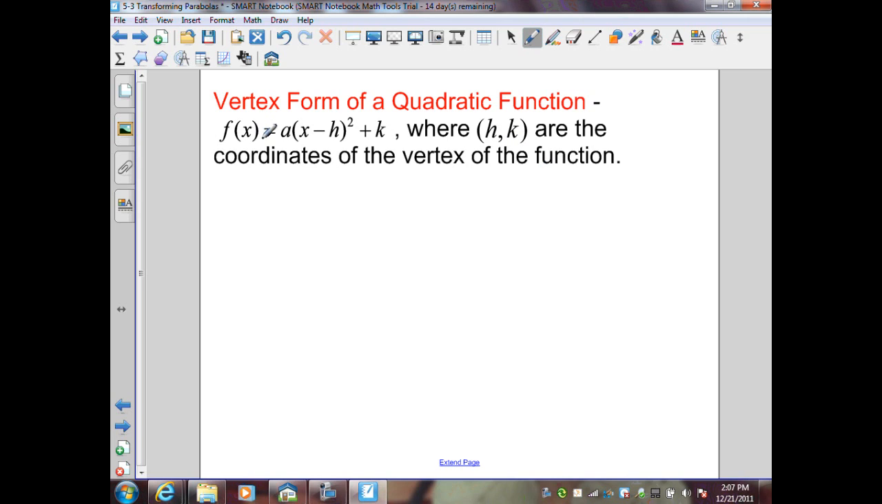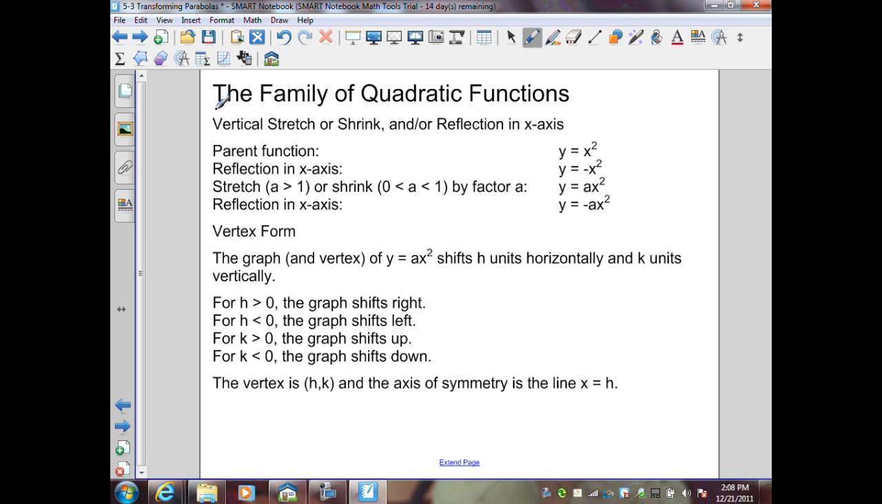In following sections, we will be able to create this vertex form of a quadratic function from the regular standard form of a quadratic function by completing the square. But here, we're just going to use this form and the vertex, and with that information, we'll apply different operations to this definition. The family of quadratic functions.